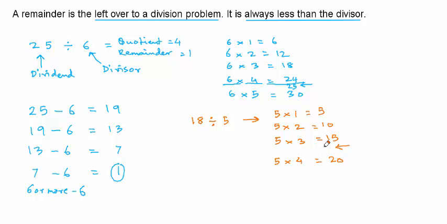18 is between 15 and 20. So the largest you could go as a 5 times without going over 18 is 15. So you would say the quotient is 3 and the remainder is 18 minus 15, which is 3.